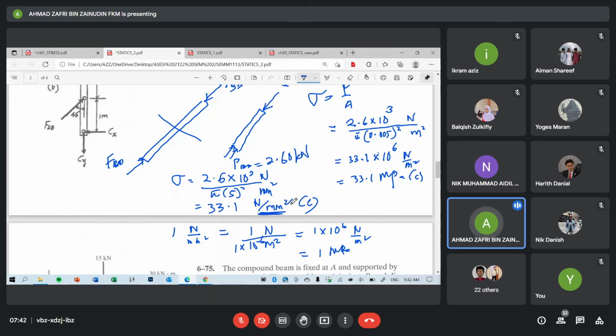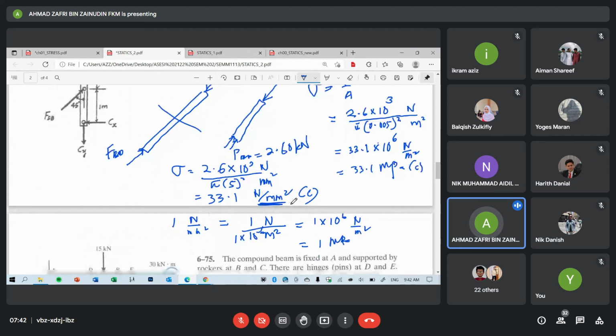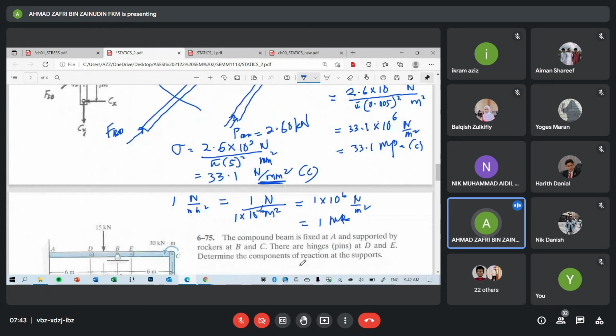But if you give your answer as 33.1 Newton per meter square, we cannot accept that. It's wrong. Let's say you give 3.1 Newton per meter square, it's wrong. It's not the same. 83.1 Newton per meter square is not the same as this. So yes, you can give your answer as Newton per meter square, as long as it's correct. Okay, thank you.